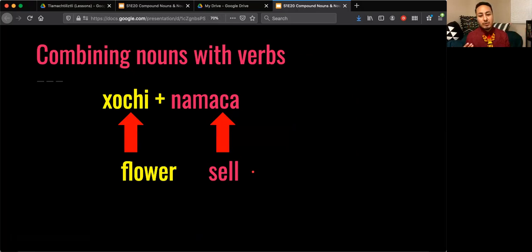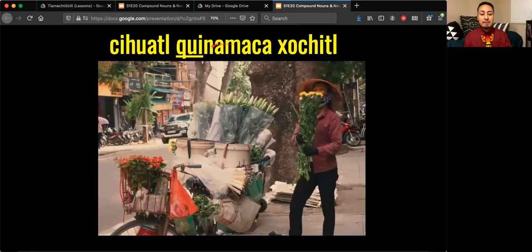So in the previous example, we had the word xochi and namaka. Namaka means to sell something, to sell a thing. So if you notice, when we were using namaka right here, we were adding this word ki, because if you remember from previous lessons, a transitive verb requires you to say that you're doing the action to another object. So we have here, siwat kinamaka xochitl, you're literally saying siwat, it sells the flower. Or see the woman, it sells the flower, is how Nahuatl says it.